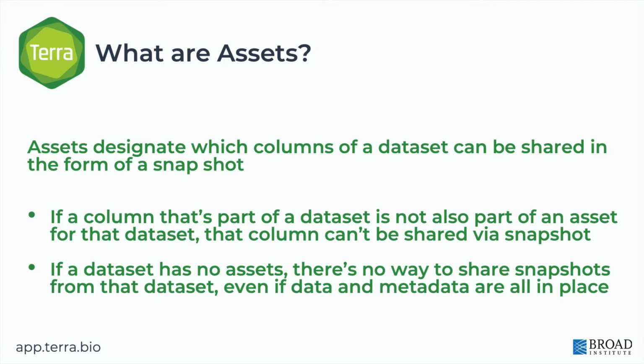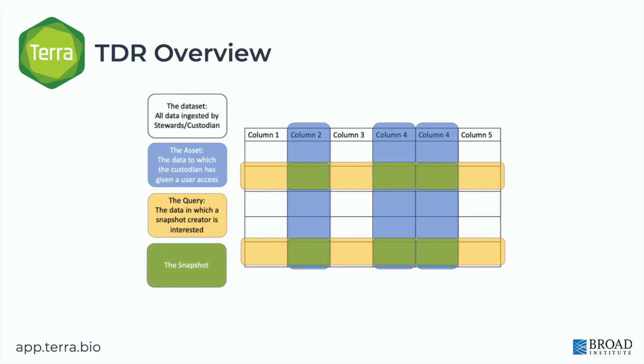Designating which columns are available to a given set of users is called creating an asset. An asset is a set of columns from a given dataset. If a dataset has no assets, this means that even if the dataset contains lots of data, none of those columns have been designated as shareable assets. No matter how much data there is, whether files or metadata, it won't be possible to create snapshots containing that data. An asset designates which columns from a dataset can be included in a snapshot and shared with others.